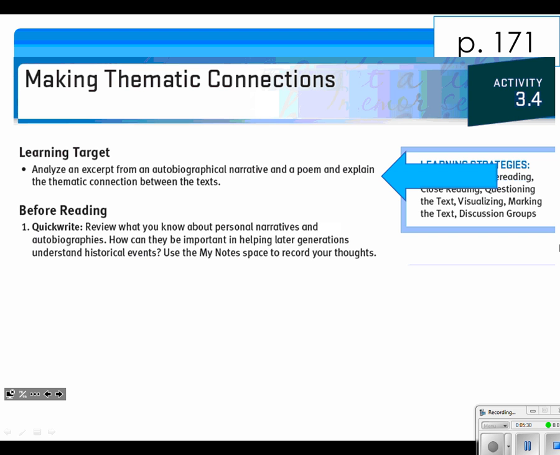So this activity has two practicalities behind it. One is analyzing an autobiographical narrative, and second is explaining a theme that we can find within it. Step one was actually kind of a review of the question that you folks had. What exactly would be the benefit of someone reading a personal narrative such as a diary or an autobiography about an event that is not in your time period? What kind of benefits are there?